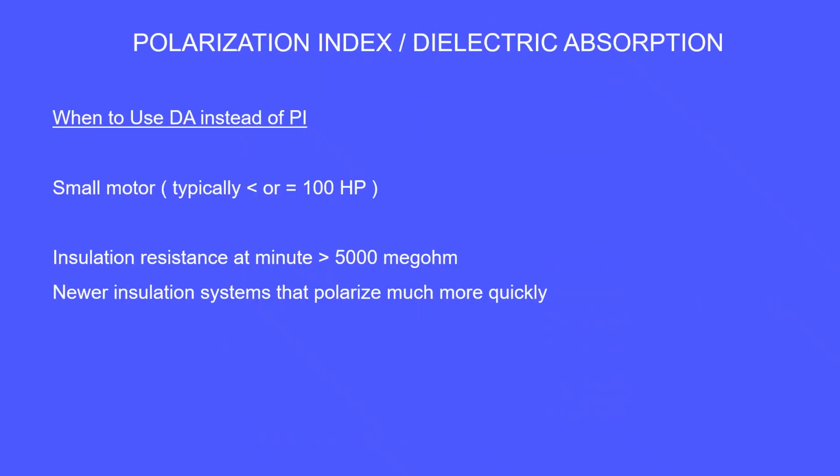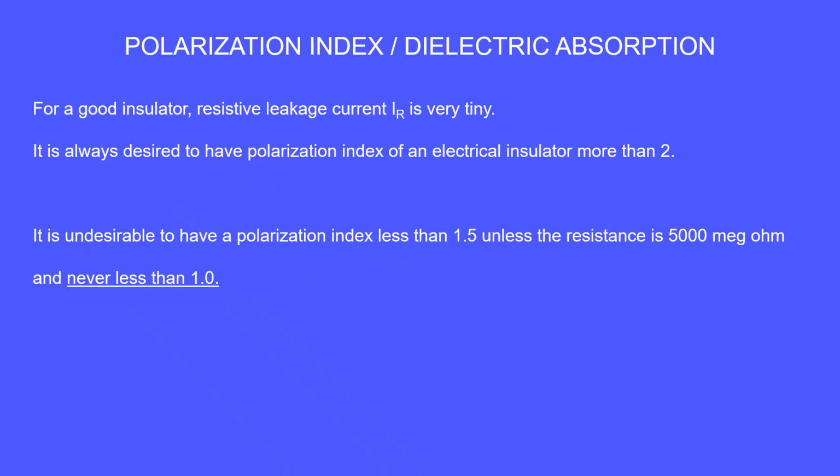We use the 3-minute DA test rather than the 10-minute PI test on motors 100 horsepower and below, or when the megohm result is 5000 megohm and above after 1 minute. Some newer insulation systems will polarize more quickly. For a good insulator, resistive leakage current is tiny. It is always desirable to have a polarization index result of 2 to 5.